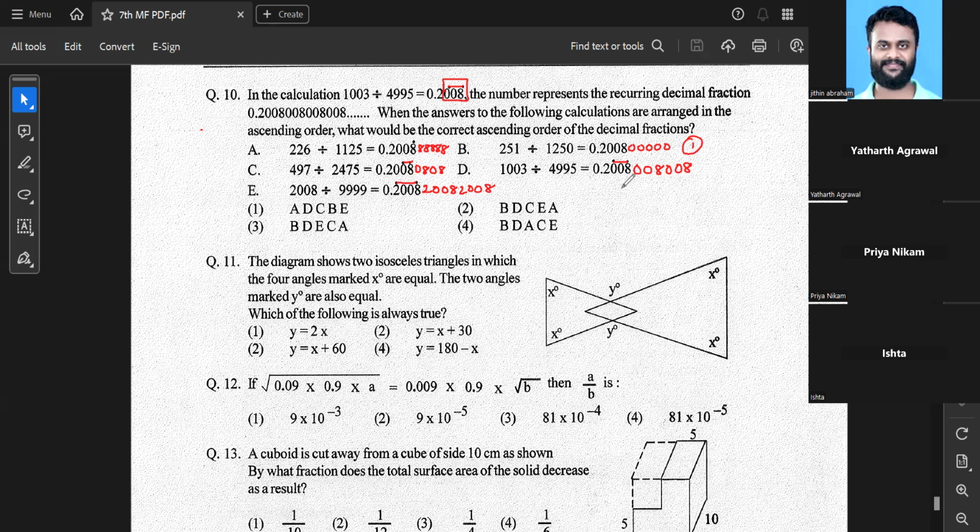And the next place should be followed by this one, which has two zeros, and this has only one 0. So 008 is smaller than 08. Okay, so this has the second place. This has the third place. This has the fourth place because 2 comes, and this has the fifth place because 8 is there. So B, D, C, E, A. Option 2 will be your correct answer.